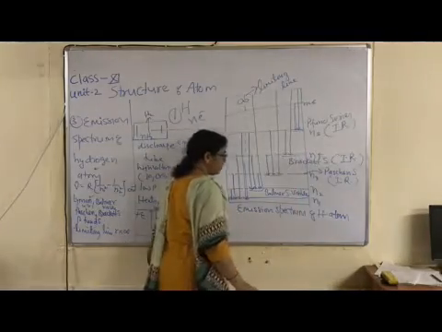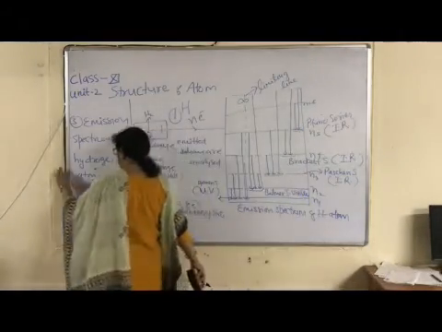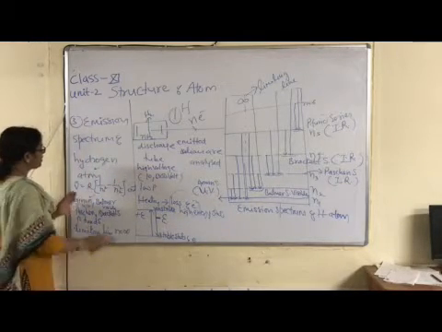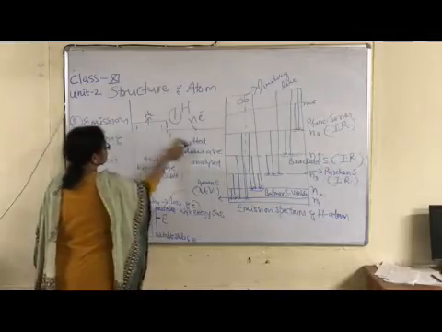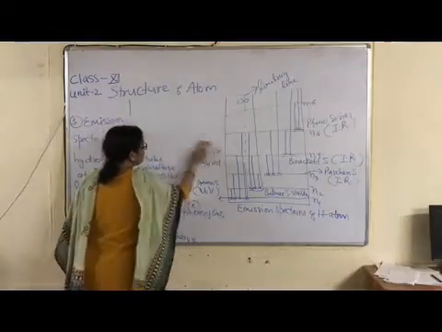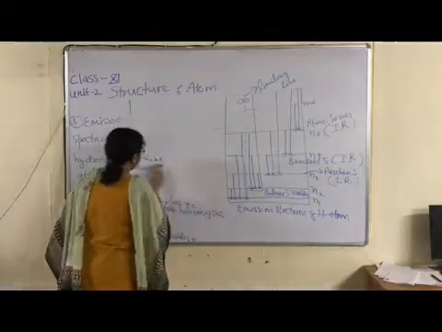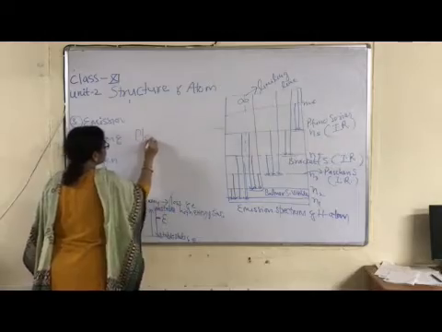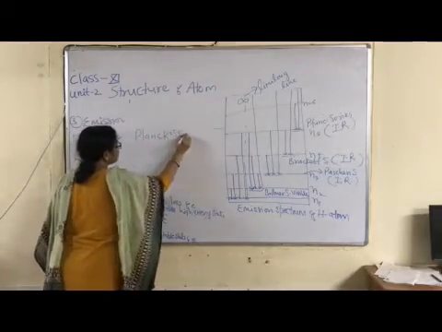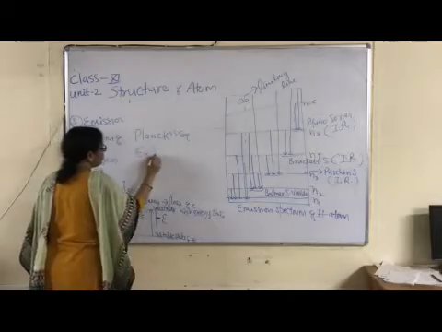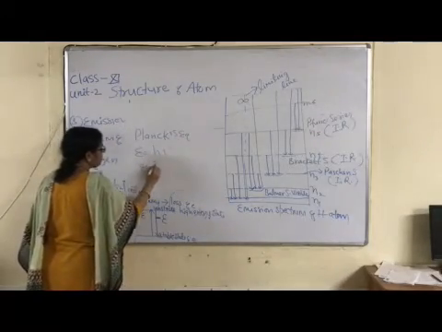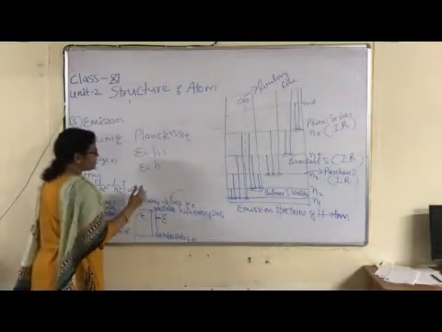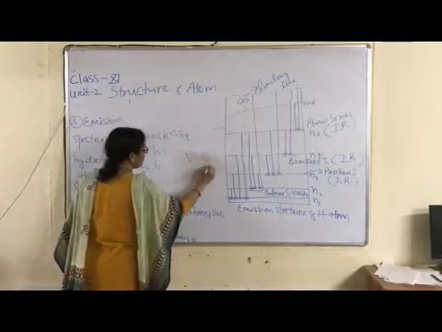Okay children, now calculation of wave number. This is related with energy, and according to Planck's equation, the relationship between wavelength and energy is given as, this is Planck's equation, E is equal to h nu. E is energy, h is Planck's constant, and nu is frequency of radiation. You know, nu is equal to c by lambda.